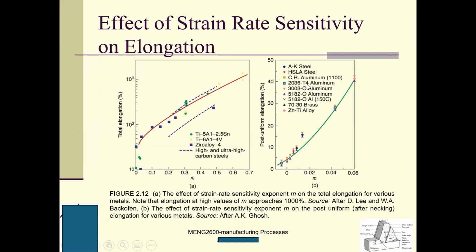Now, the effect of strain rate sensitivity on elongation. This is m here, this is the total elongation, and this is the strain rate. This shows the effect of the exponent m on the total elongation for various metals. There are different materials, and we have different curves for different materials. This is the post uniform elongation.